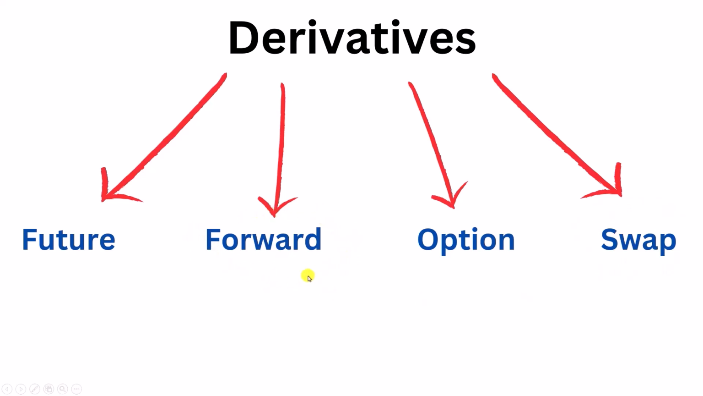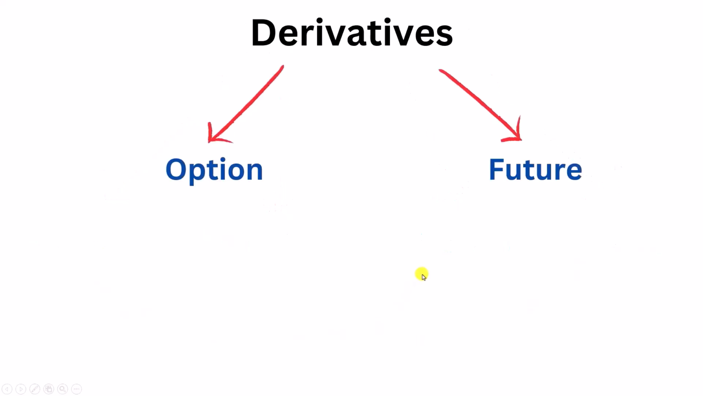Forward is almost obsolete now. Alright? Future is a form of forward. Swaps still exist, but we as retail traders do not trade in them. Okay? Now, the main derivatives that common people trade are futures and options. Okay? So, we'll consider these. So, futures and options are the main derivatives in which common people trade.